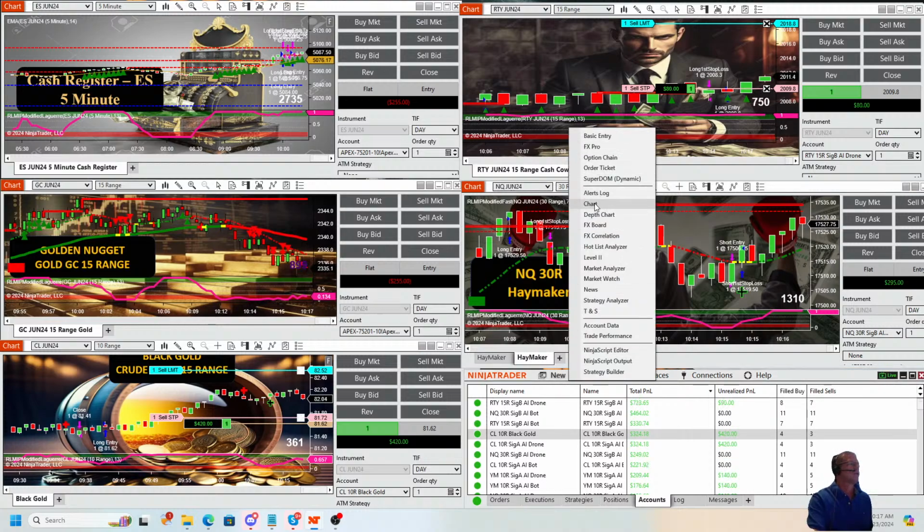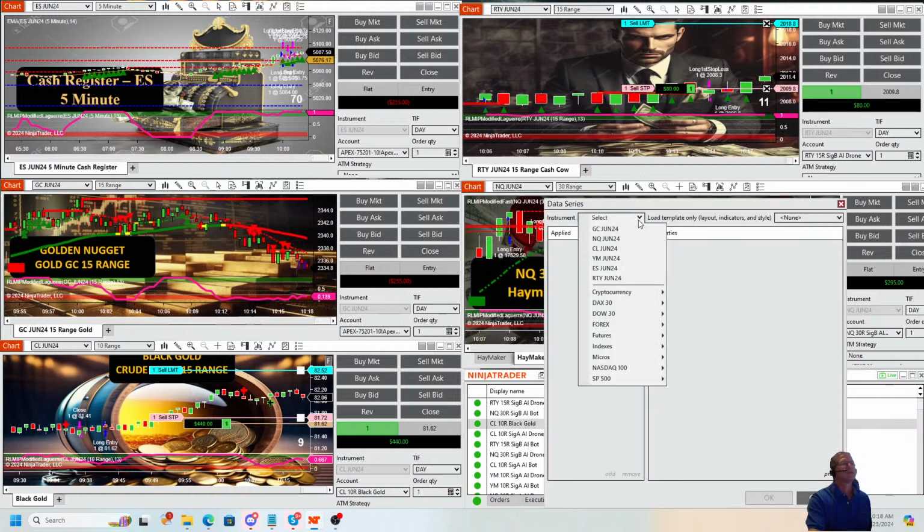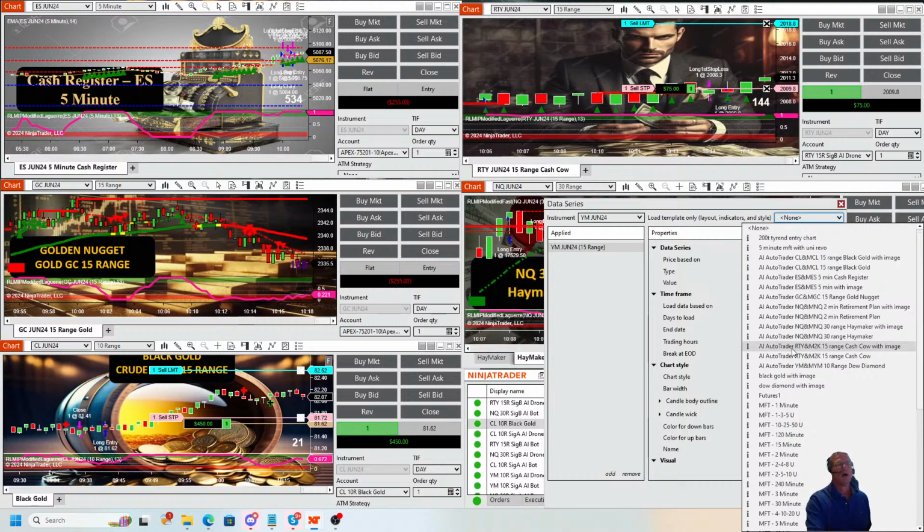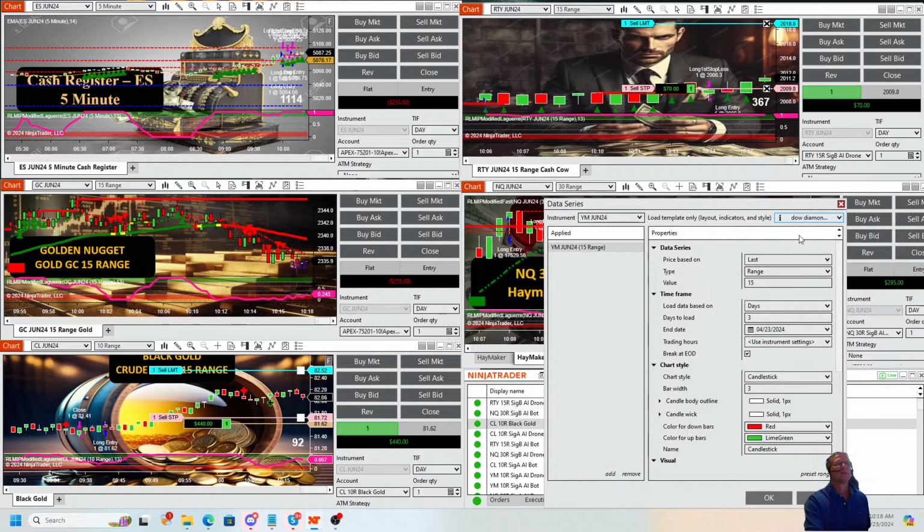So all of the chart templates, wow, the gold is really headed down right now. All of the chart templates come pre-formatted. So if I put in my YM, I'm looking for the Dow Diamond with the image. Don't think I see it here. Cash cow with image. Dow Diamond with image.